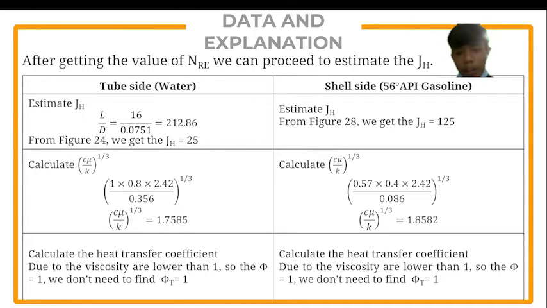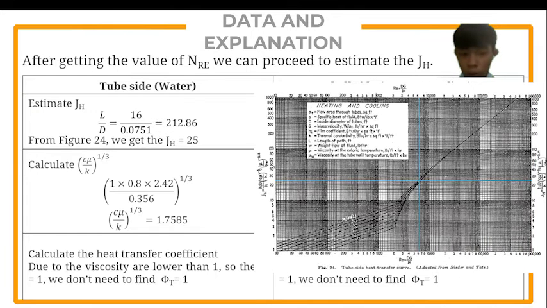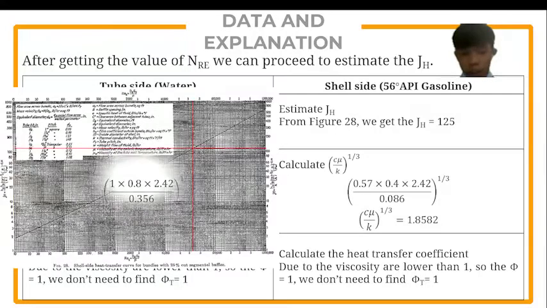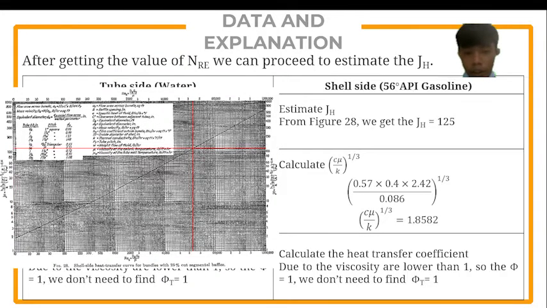Next, after getting the value of the Reynolds number, we can proceed to estimate the jH factor. With the Reynolds number and the L/D that we get from the calculation, from the figure that's shown, we can get the jH factor is 25. This is for the tube side. And then for the shell side, to estimate the jH factor using the Reynolds number from Figure 28, we get the jH factor is 125.